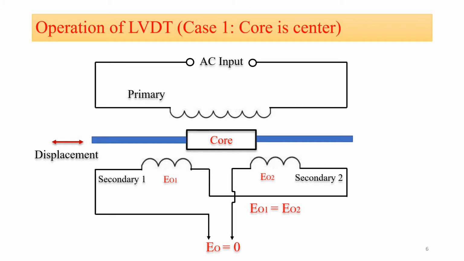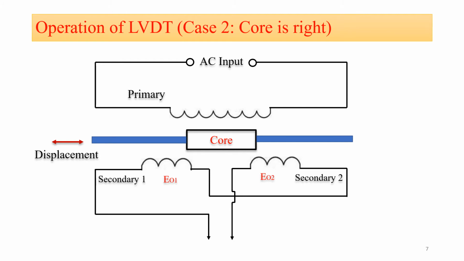This means when the position of the core is at center, then the EMF induced in secondary winding 1 and secondary winding 2 will be equal, that is EO1 equals EO2, and as we know our EO, or total EMF, equals EO1 minus EO2. Here EO1 equals EO2, so the total EMF induced in the coil will be equal to 0. That's why this position of the core is also called a null position.